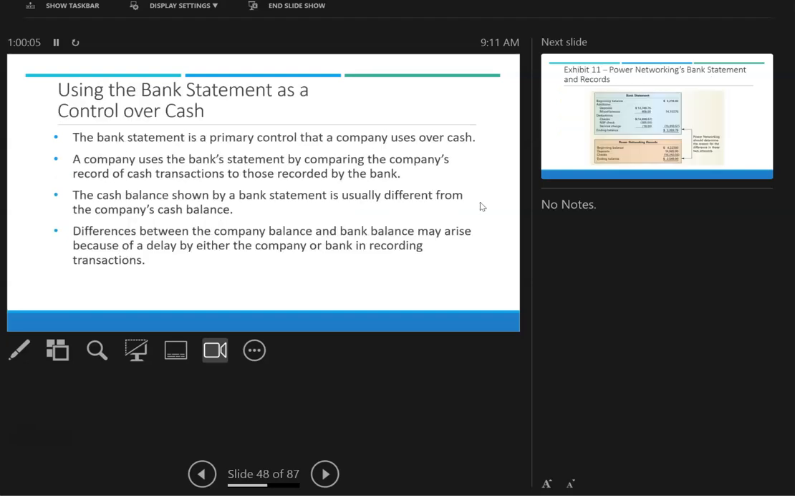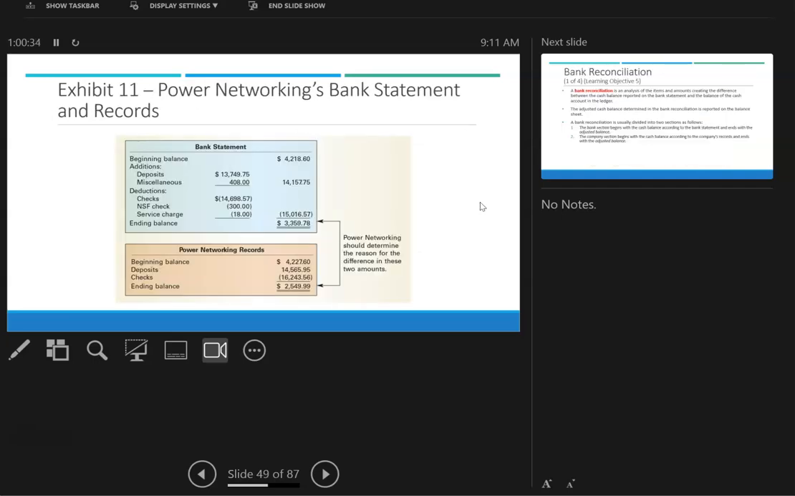So, the bank statement is the primary control that a company uses for cash. A company uses the bank statement by comparing the company's record of cash transactions to those recorded by the bank. The cash balance shown on the bank statement is going to be different from the company's cash balance. And what we do is we reconcile those differences through a bank reconciliation.